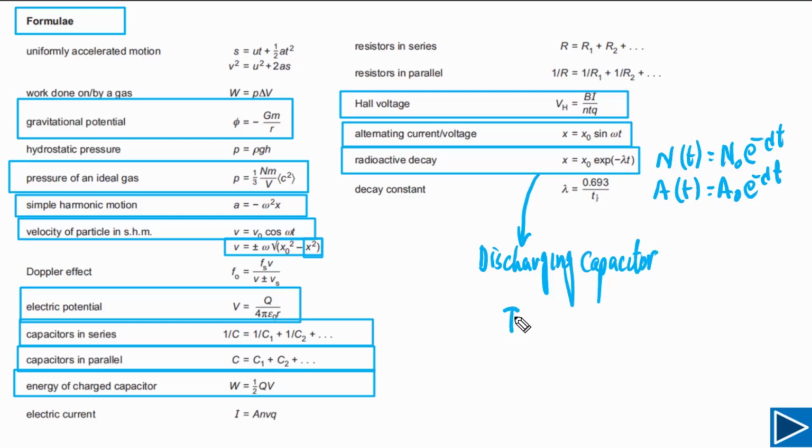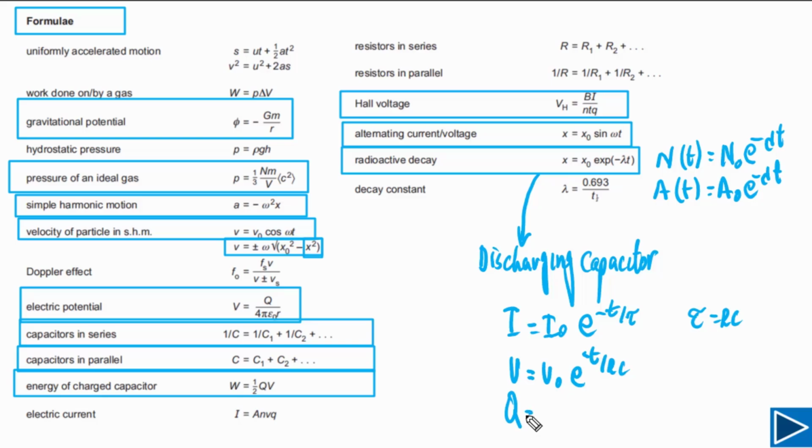When a capacitor discharges, I is equal to I naught e to the power of minus t over tau, where tau is equal to RC. So you can also remember this one with the help of this relationship. And when a capacitor discharges, V is also equal to V naught e to the power of minus t over RC, where tau is the time constant.